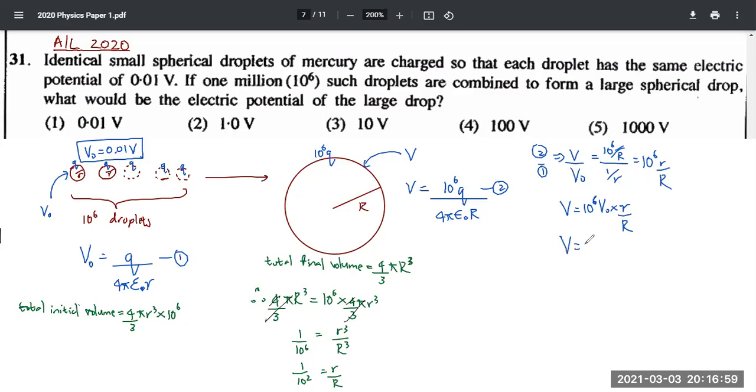V will be equal to 10 to the power 6 into V naught, which is 0.01, into simple R over capital R, which is 1 over 10 to the power 2.